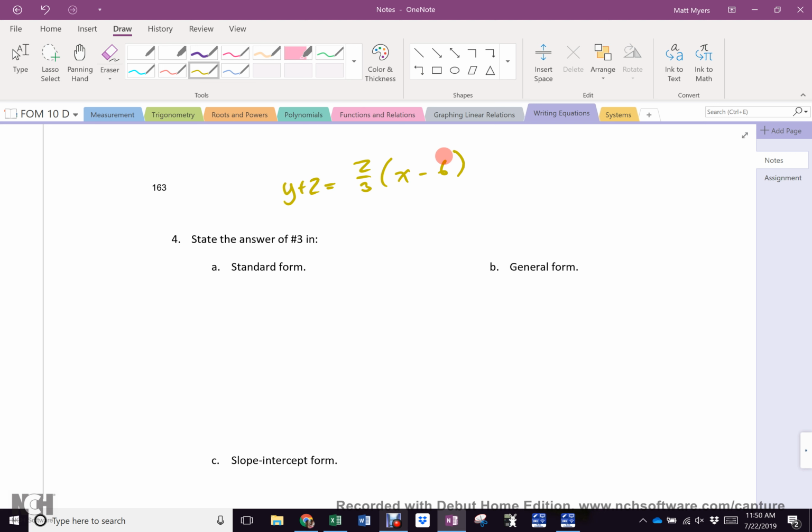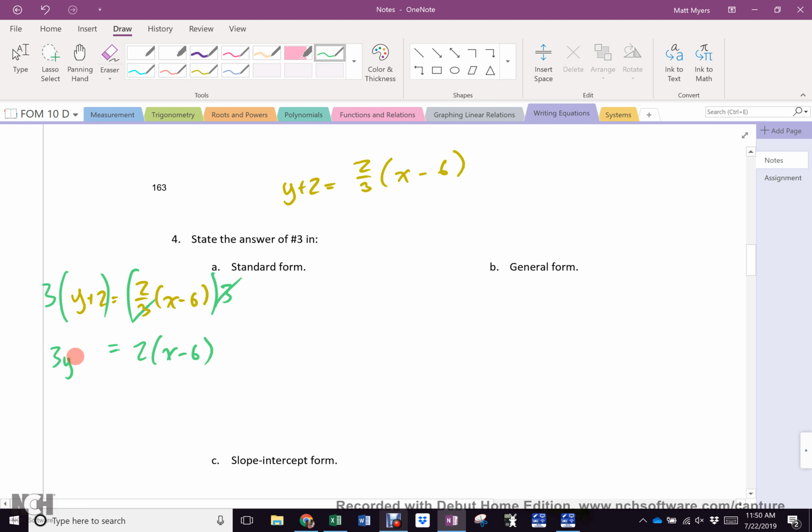How do I get rid of divide by 3? Multiply by 3. I'm going to multiply it by 3. Cancel, cancel. 2x minus 6. 3y plus 6. Now what? Distribute, because I need to get rid of the brackets. 3y plus 6 equals 2x minus 12. Now, what's not to be touched now?